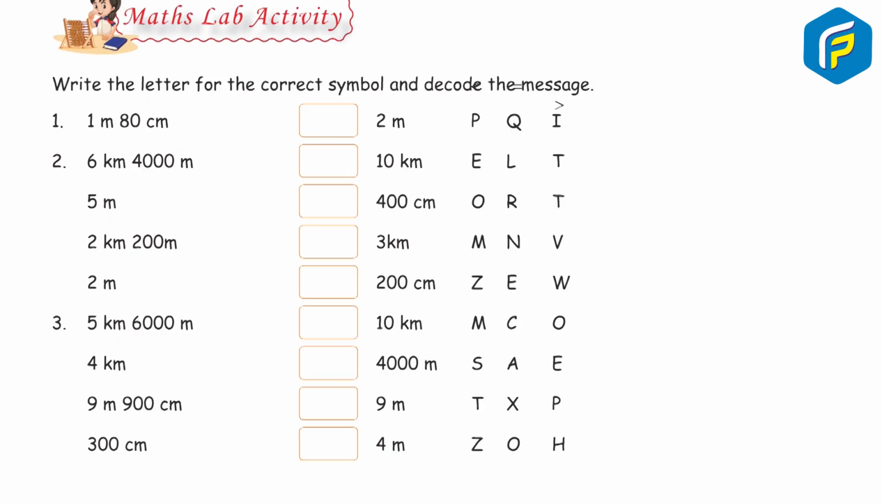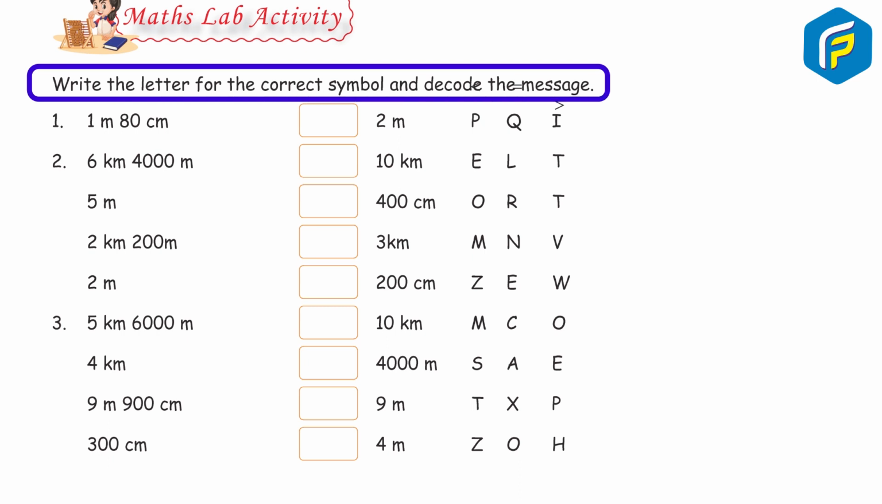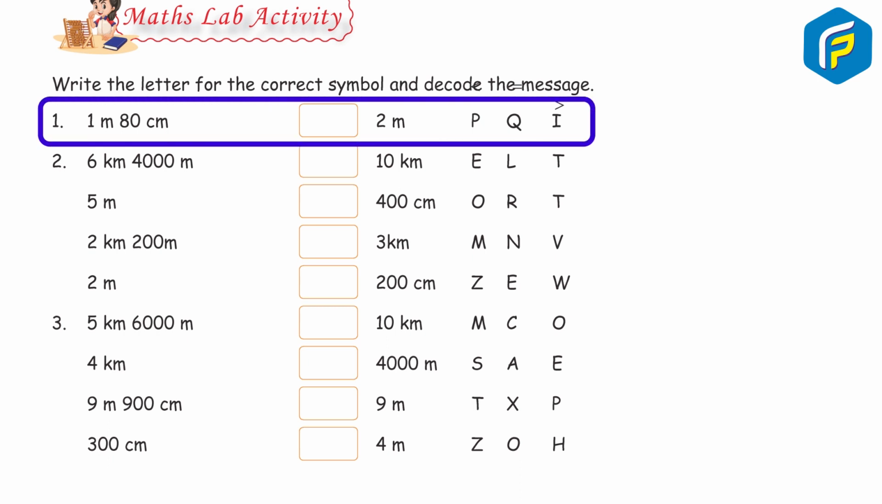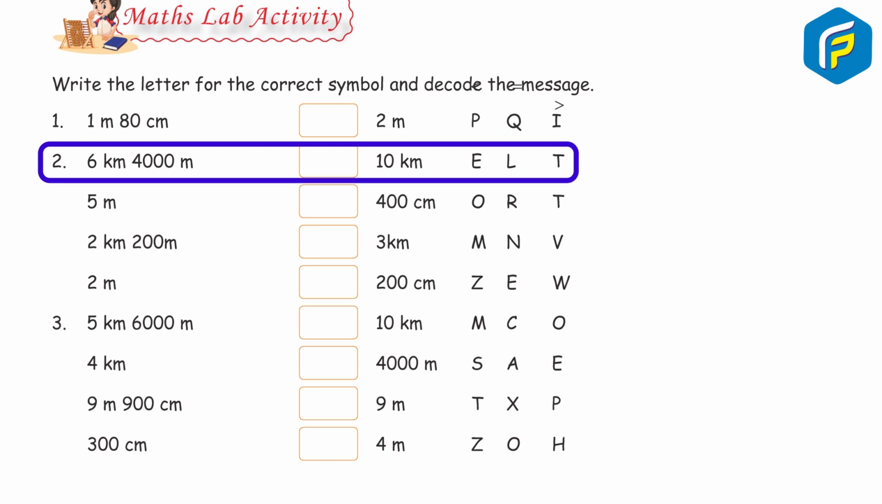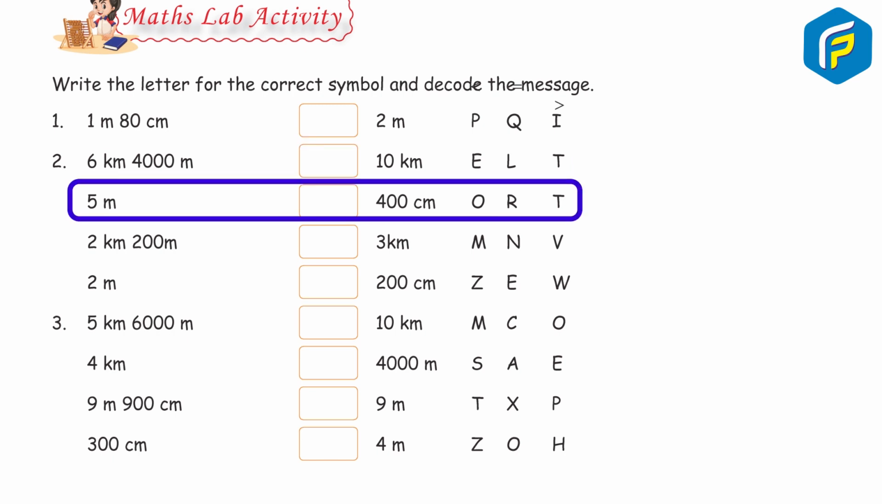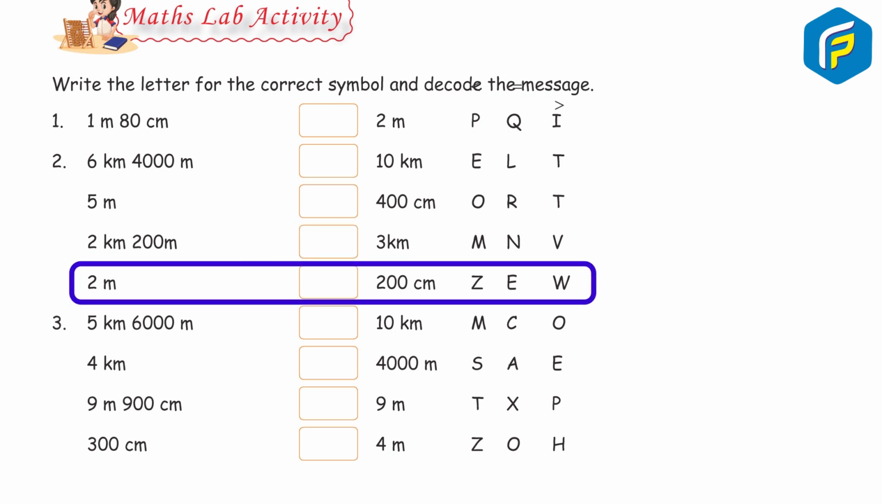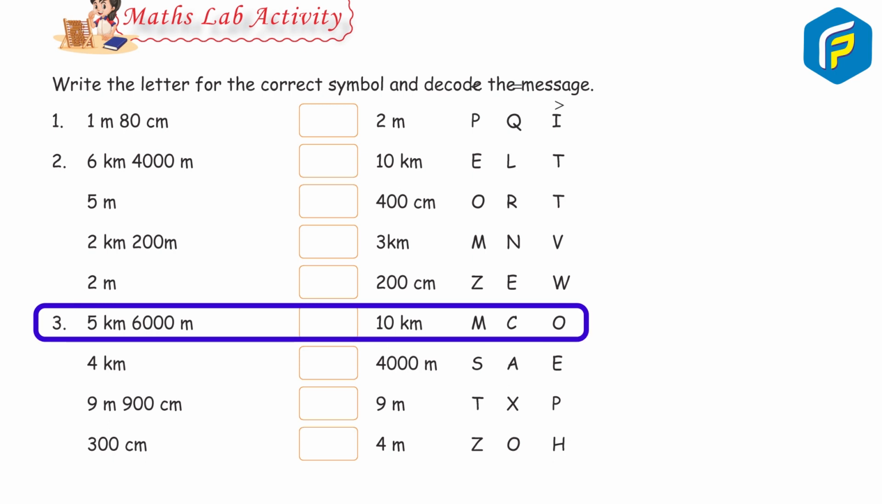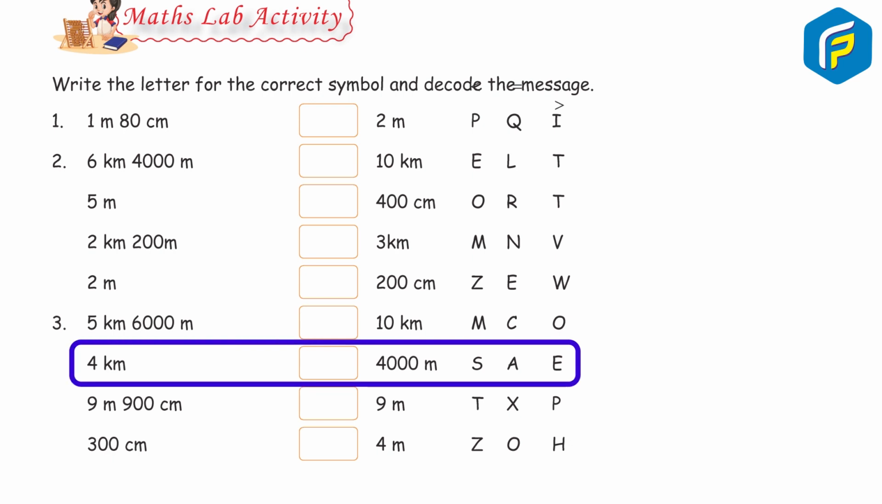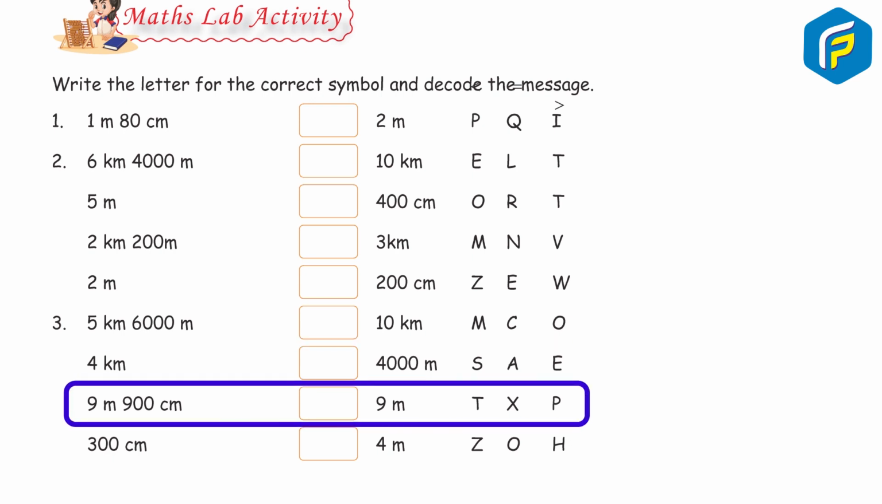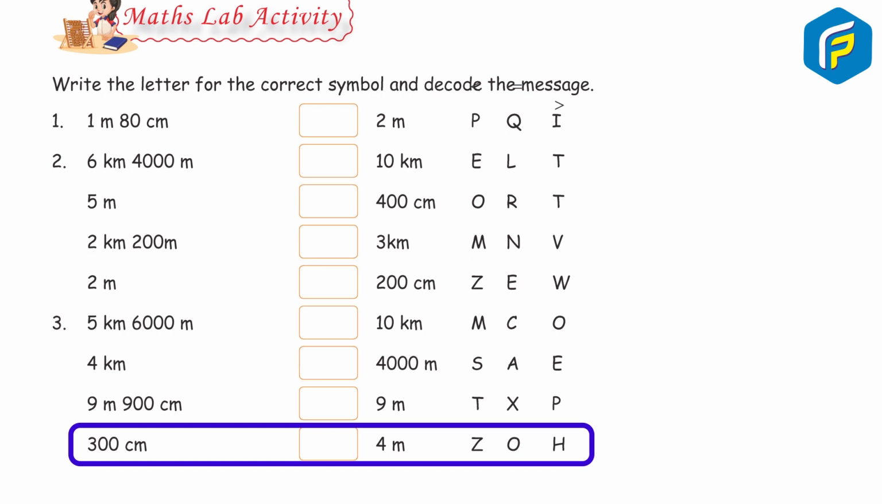Maths lab activity. Write the letter for the correct symbol and decode the message. 1. 1 kilometer 80 centimeter, 2 meter, PQI. 2. 6 kilometer 4000 meter, 10 kilometer, ELT. 5 meter 400 centimeter, ORT. 2 kilometer 200 meter, 300 kilometer, MNV. 2 meter 200 centimeter, ZEW. 3. 5 kilometer 6000 meter, 10 kilometer, MCO. 4 kilometer 4000 meter, SAE. 9 meter 900 centimeter, 9 meter, TXP. 300 centimeter, 4 meter, ZOH.